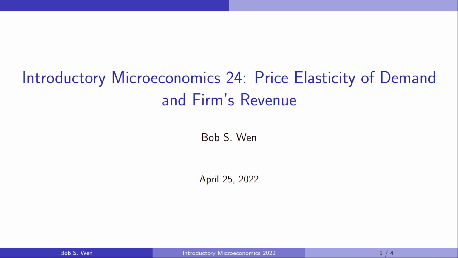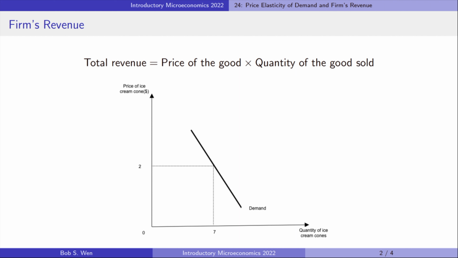First, we figure out how a firm's revenue is calculated. Total revenue is equal to the price of the good times the quantity sold. For example, if I buy 7 ice cream cones at the price of $2 per cone, then the revenue earned by the seller is $14, which is equal to $2 times 7.